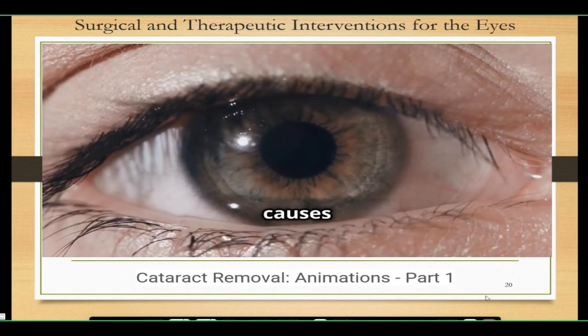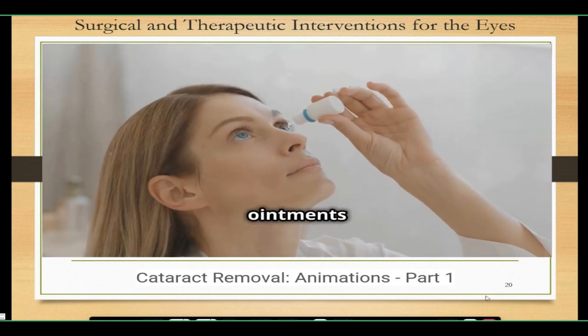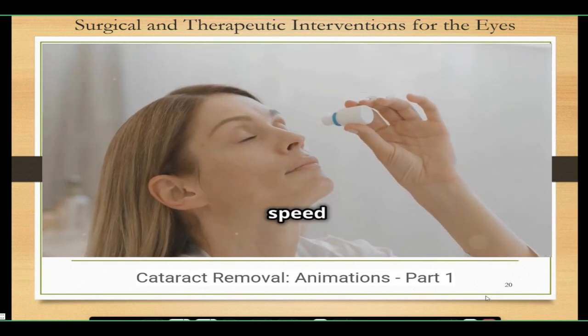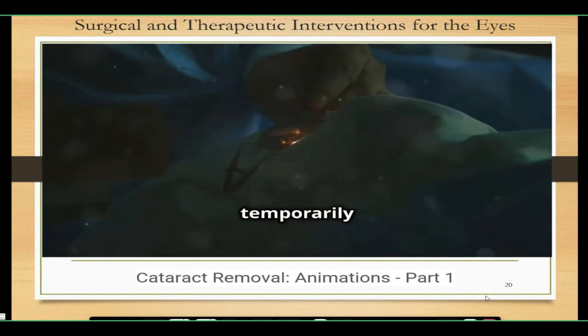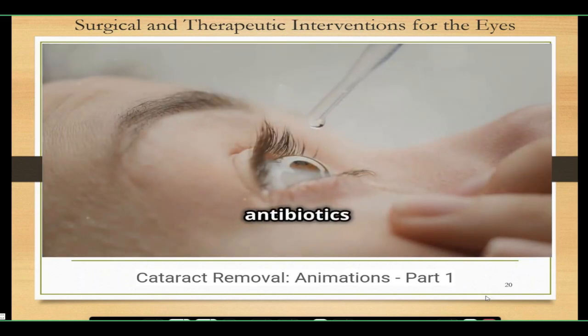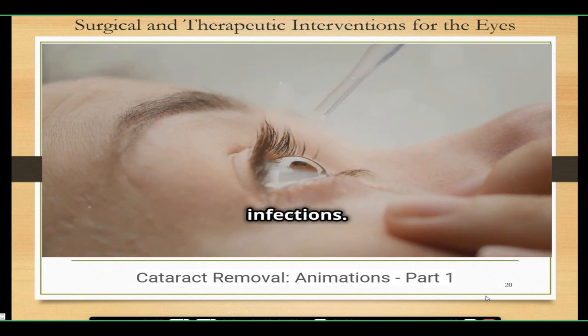A mydriatic causes dilation of the pupil. Ophthalmic drops, creams, or ointments are used to add moisture, speed healing, and additional uses. Ophthalmic anesthetics temporarily cause loss of feeling within the eyes. Ophthalmic antibiotics treat bacterial infections or are used to prevent infections.